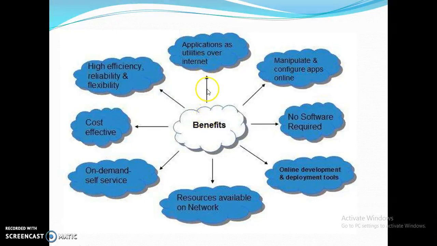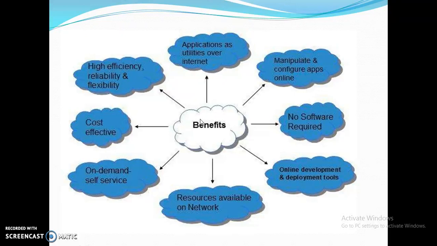Here are some of what we learned just now. Applications as utilities over the internet. Next one, manipulate and configure the apps online. No software is required. Next, online development and deployment tools. Resources available on network, on-demand self-service, cost-effective, high efficiency, reliability, and flexibility. These are some advantages of the cloud.